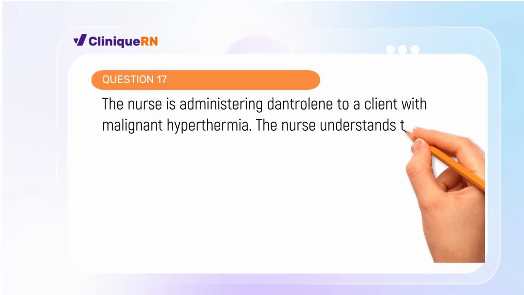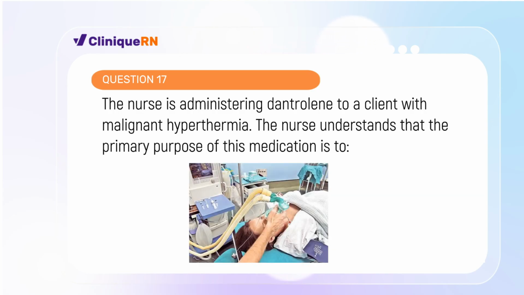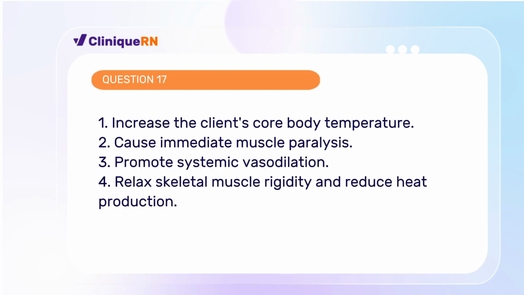Question 17. The nurse is administering dantrolene to a client with malignant hyperthermia. The nurse understands that the primary purpose of this medication is to: 1. Increase the client's core body temperature. 2. Cause immediate muscle paralysis. 3. Promote systemic vasodilation. 4. Relax skeletal muscle rigidity and reduce heat production.